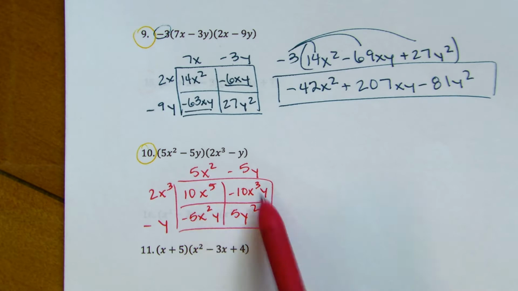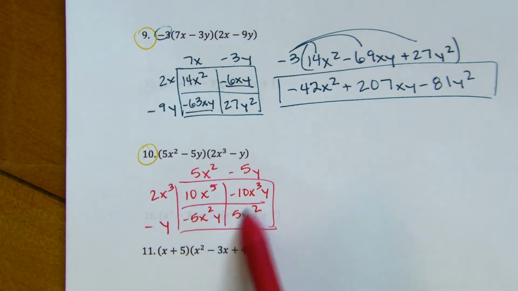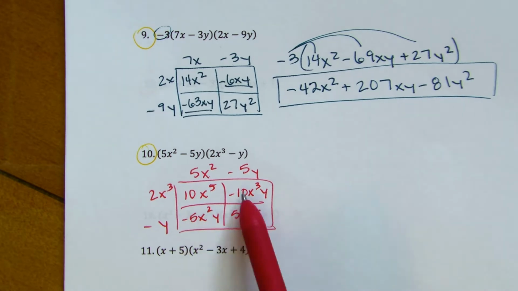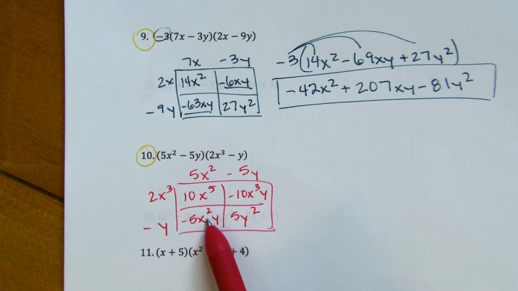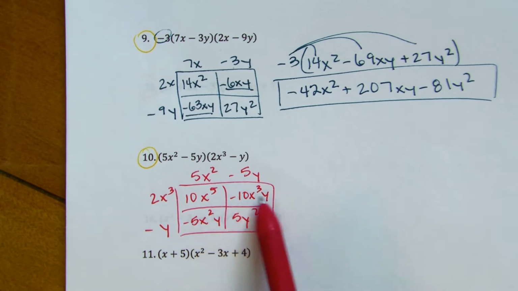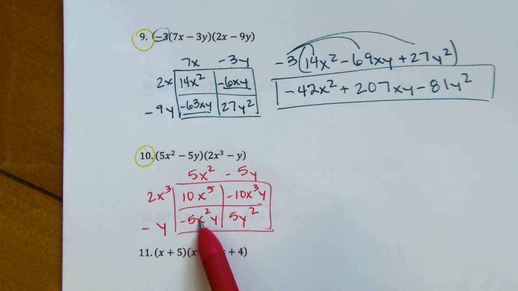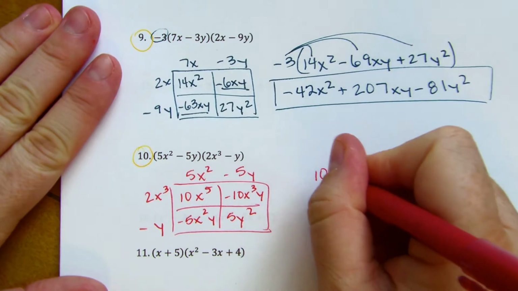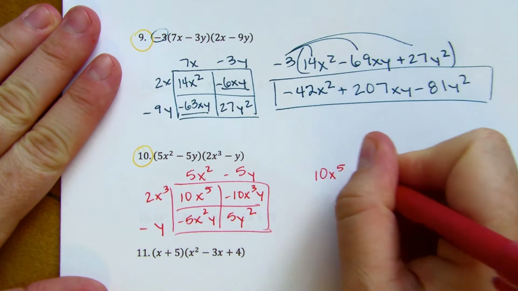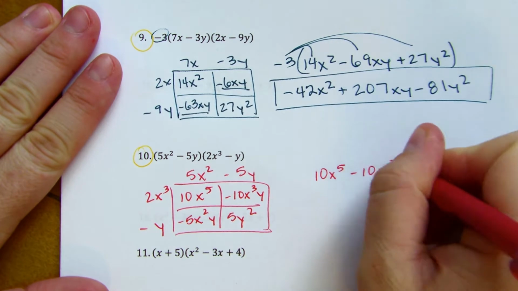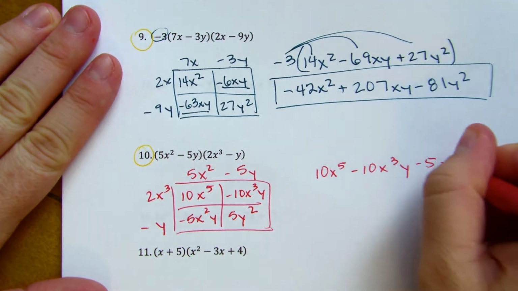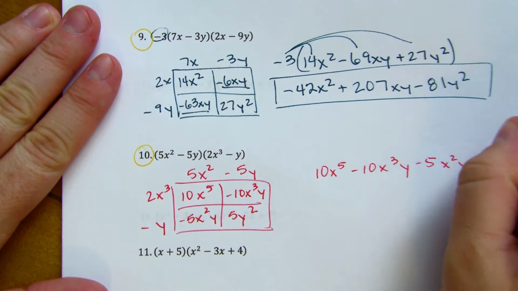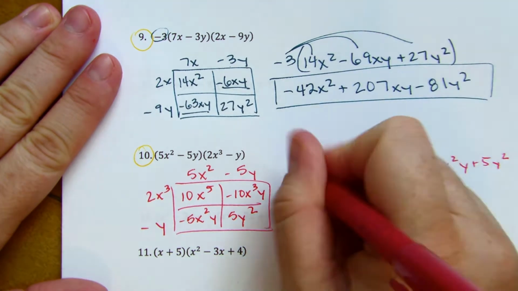There's no other x to the 5ths anywhere. There's no other y squareds, and these two are not like terms, even though they look really similar. They do both have x's and y's, but this one has 2 x's, this one has 3. So none of these are like terms. Our answer then would just be 10x to the 5th minus 10x cubed y minus 5x squared y plus 5y squared.